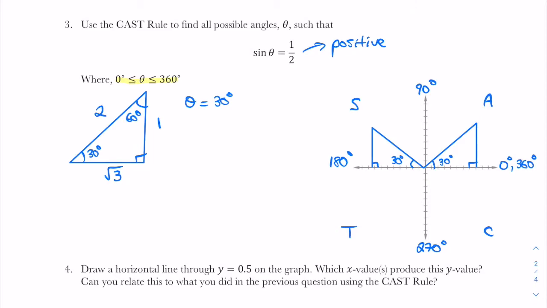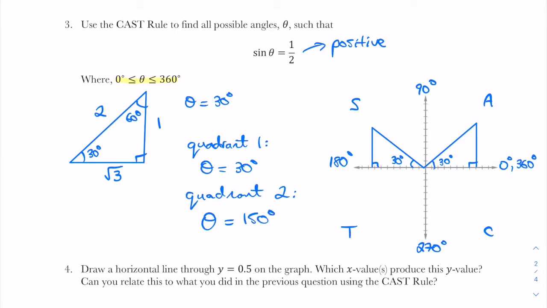But finally, we have to express the angles as positive counterclockwise angles. So what we see is when we're in quadrant 1, the angle must be 30 degrees. And when we're in quadrant 2, the principal angle would be 180 minus 30, or 150 degrees. Okay, so that was a review of last unit, and in question 4, you'll see how we tie it all together.